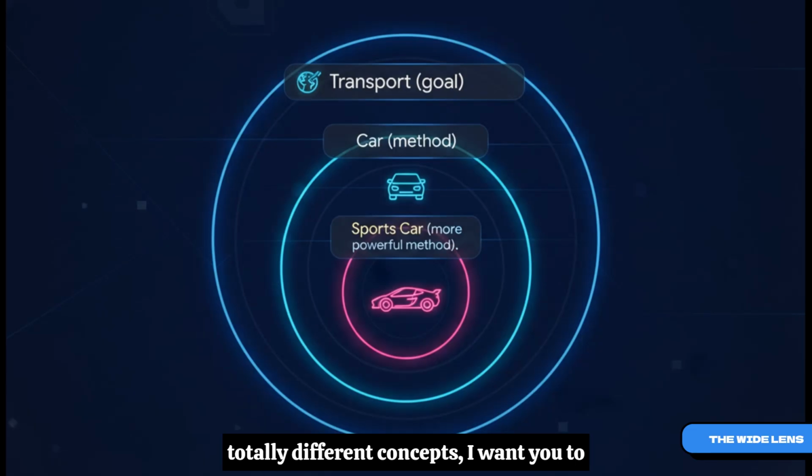Instead of viewing them as completely different concepts, I want you to think of them as a nested relationship between a goal and the methods used to achieve that goal. So think about transport. Transport is the ultimate goal, right? A car is one specific method to achieve that goal. And a sports car, well, that's just a much, much more powerful version of that exact same method. AI, machine learning, and deep learning work exactly the same way.